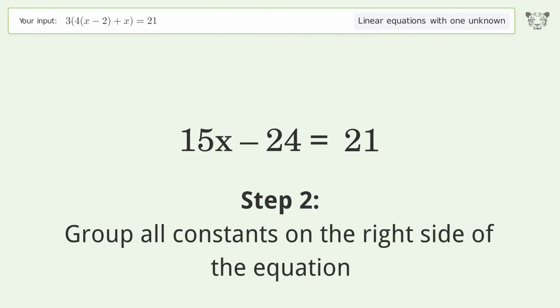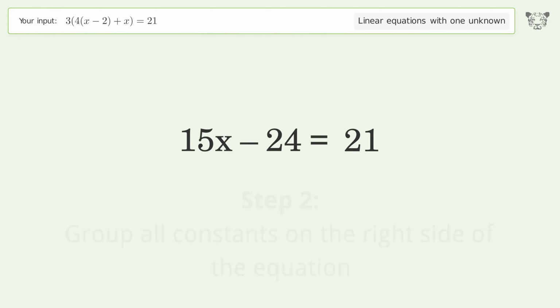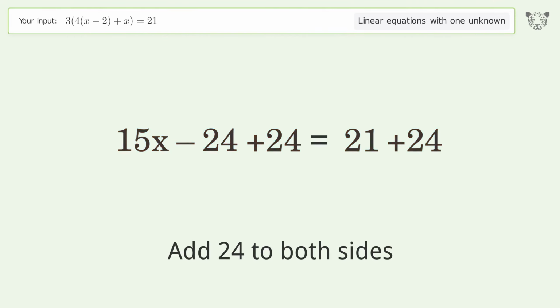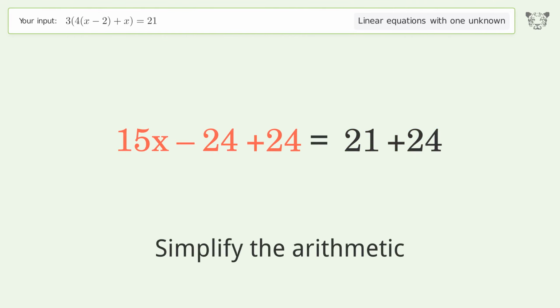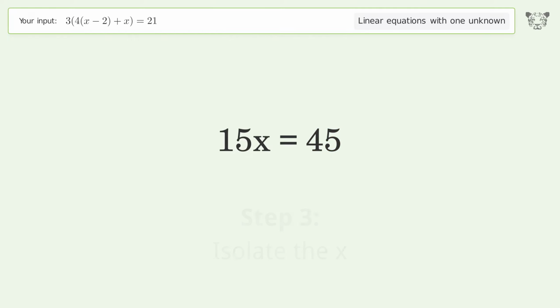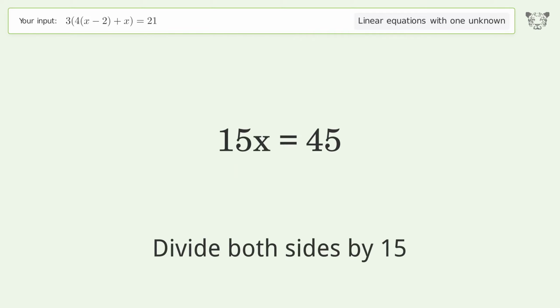Group all constants on the right side of the equation. Add 24 to both sides. Simplify the arithmetic. Isolate the x. Divide both sides by 15.